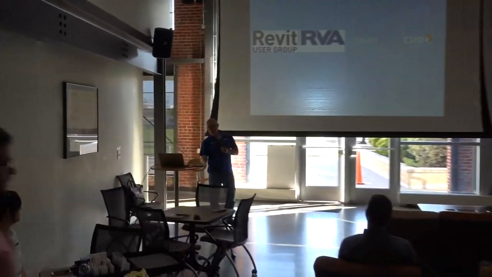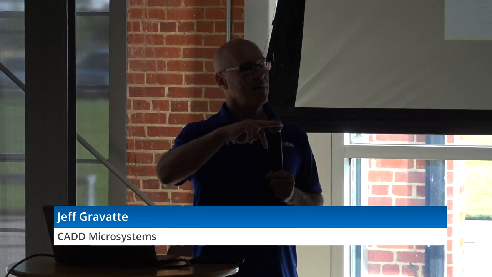We do this here in Richmond to really spur the community of people that are interested in building information modeling, what this technology does and how it can affect their businesses. And CAD Microsystems, my company, supports this. I'm Jeff Graber with CAD Microsystems, and we run four of these in the Mid-Atlantic. We have one in D.C., one in Baltimore, one in Raleigh, which you call Revit Triangle, and one here, obviously, in Richmond. And there's a meeting every month.